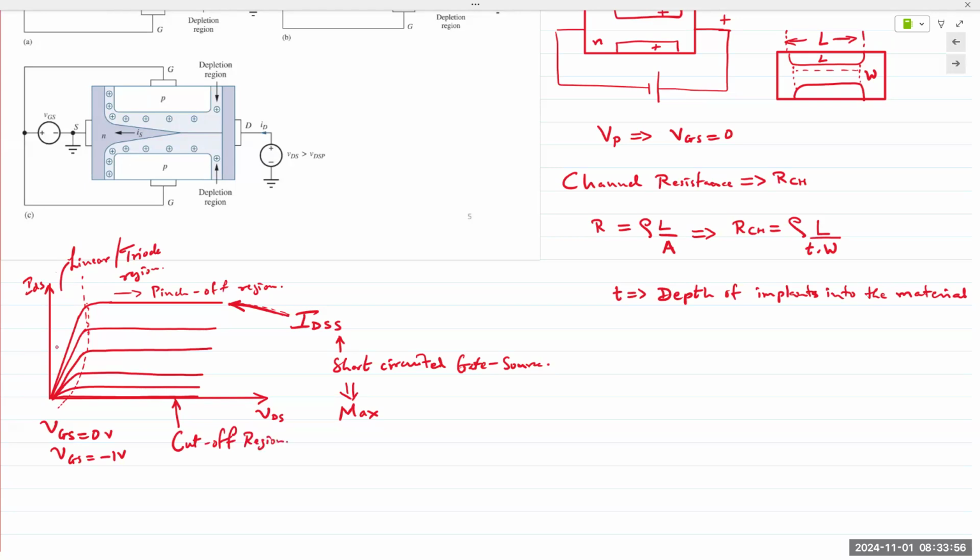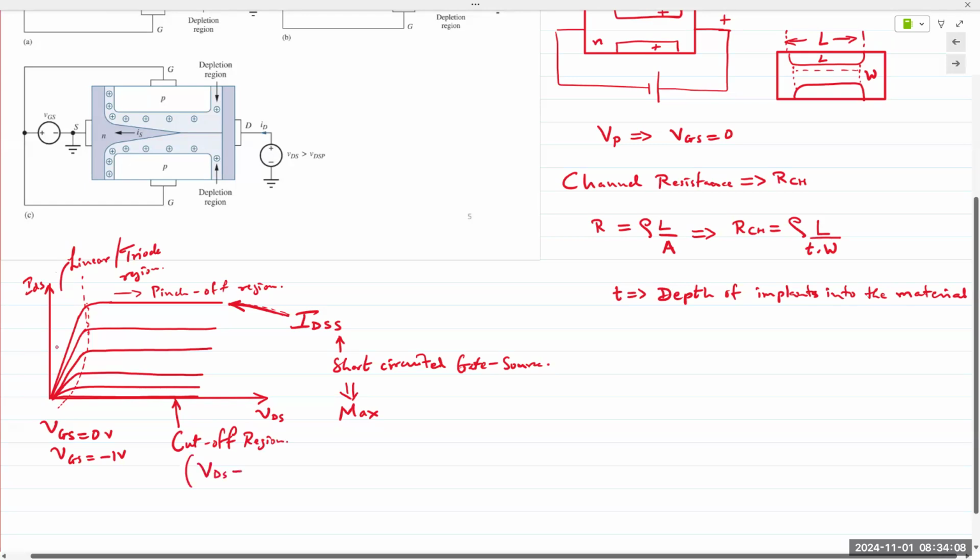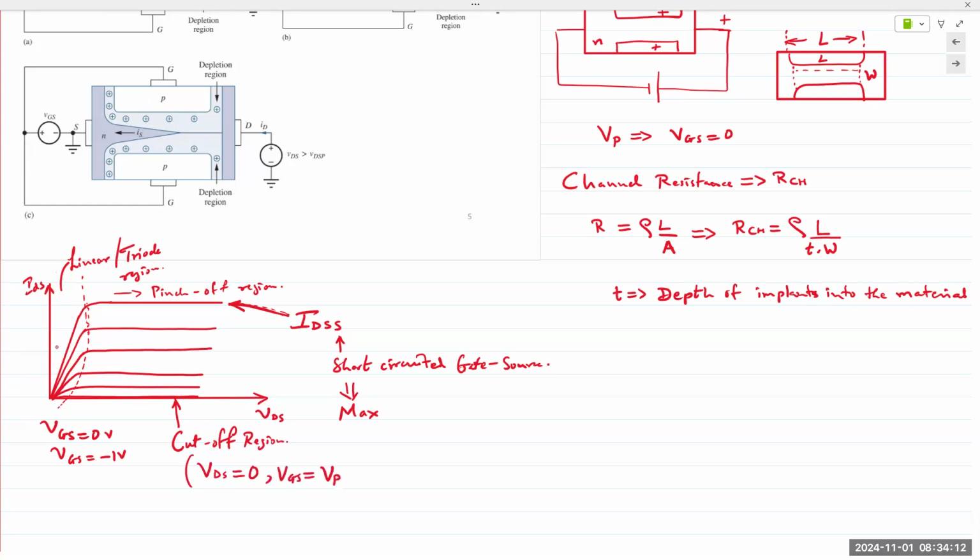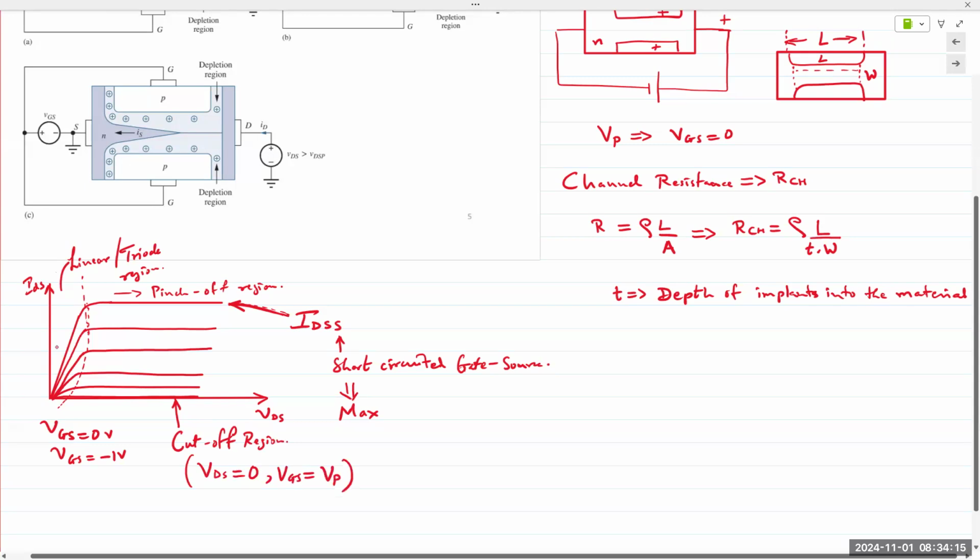This is from the first case that we saw, where VDS is 0 and VGS is equal to the most negative voltage that is required to turn off the channel or turn off the device. So the cutoff region is VDS equal to 0 and VGS equal to VP, the pinch-off voltage.